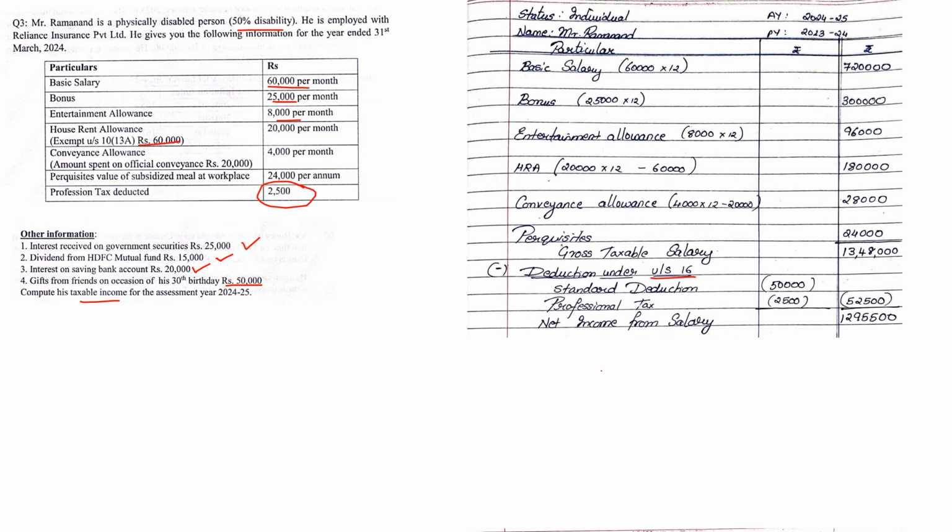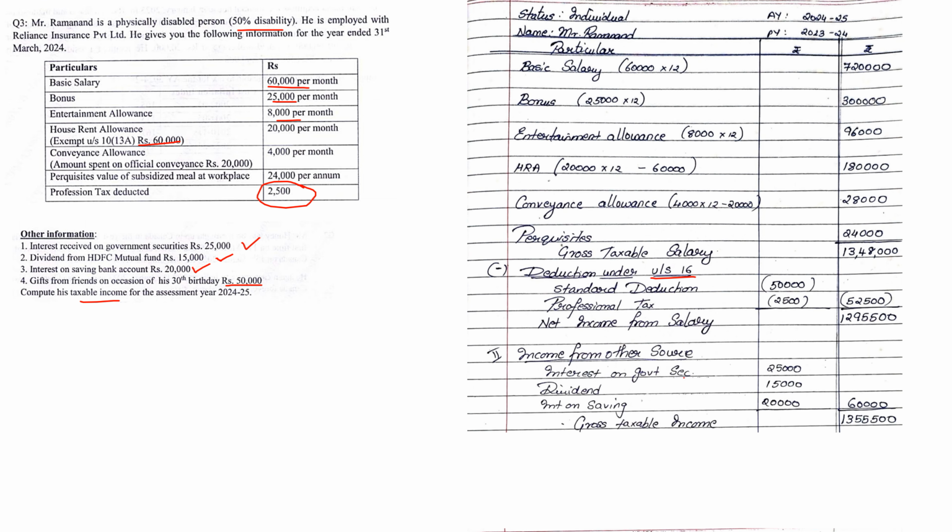So we have 3 incomes from other sources: interest on government security, dividend from HDFC Bank mutual fund, and interest on saving bank. 25, 15, 20. Total comes to 60,000. We add up 12,95,500 plus 60,000, and we got a gross taxable income of 13,55,500. So 2 parts are done.